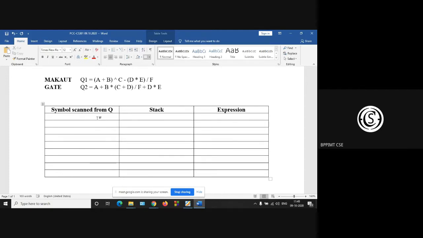কোনটা দেখিয়ে দেবো বলো তো, যে কোনো একটা দেখাবো, কোনটা দেখাবো বলো? Q1 আর Q2? Q1 টাই Q1 টা দেখিয়ে দেবো, তাই তো? Q2 sir. কোনটা বলো, Q2 না Q1? One is from Macout, one is from Gate. Q2. So তাহলে Q2 দিয়ে দেখাই. So symbol scan from Q2. Okay.